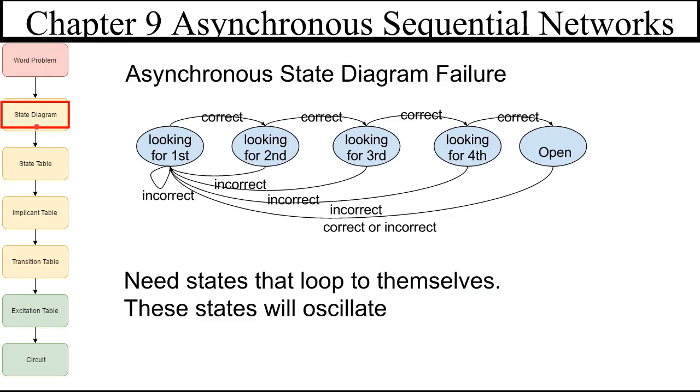Now the state diagram looks something like this, looking for the first, looking for the second, looking for the third correct combination, looking for the fourth correct combination, and then going to this open state and coming back. This is where the safe's open. So this is pretty much a Moore-type circuit.